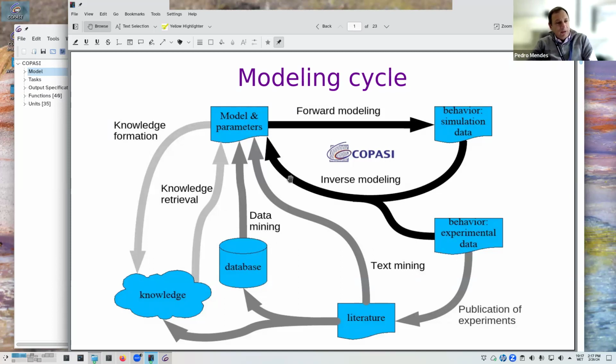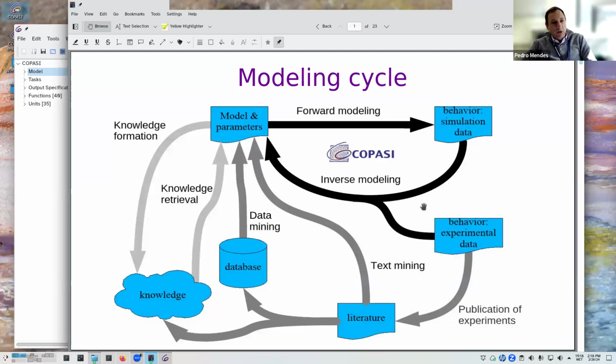So far we've been mostly talking about what in this busy diagram I call forward modeling. That's going from a model together with parameter values and generating a simulation. That's really what we normally call simulation. But often what you do have is a set of experimental data that you want to use, and you want to adapt your model to represent those data in a way that makes sense. So you want your model to behave like the experimental data.